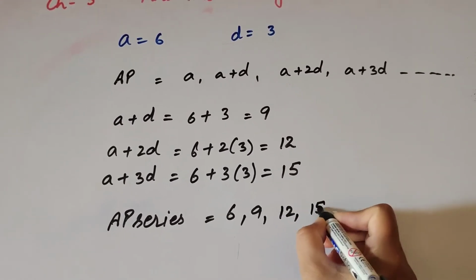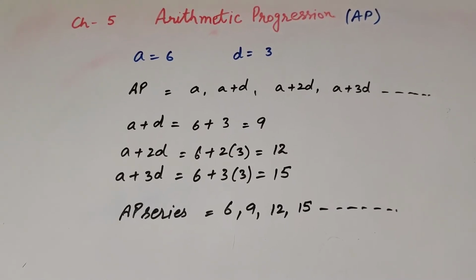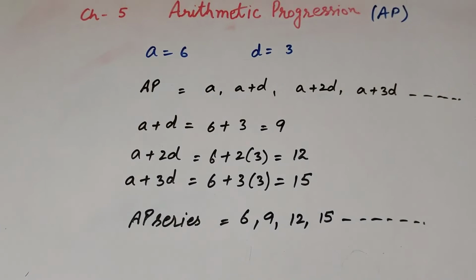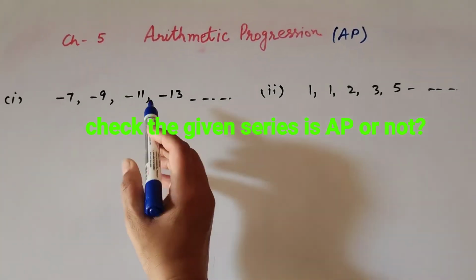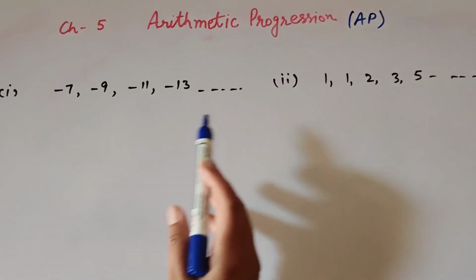It is equal to 15, and so on. This is the AP series. So when the first term and the common difference are given, we find the AP series. Now check whether the given series is AP or not. There are two series given. We check whether these are AP series or not.